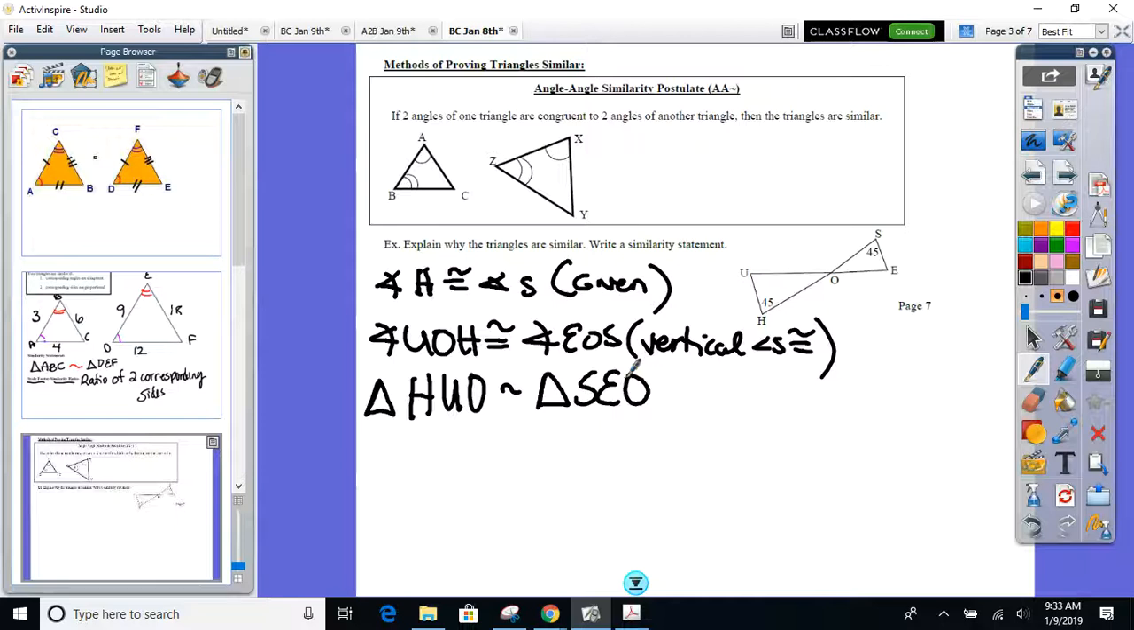How many of you need to leave the room right now because you're embarrassed because you wrote the congruent sign instead of the similar sign? It happens. All right, just get out of that habit. It's only the similar sign. All right. By what method?